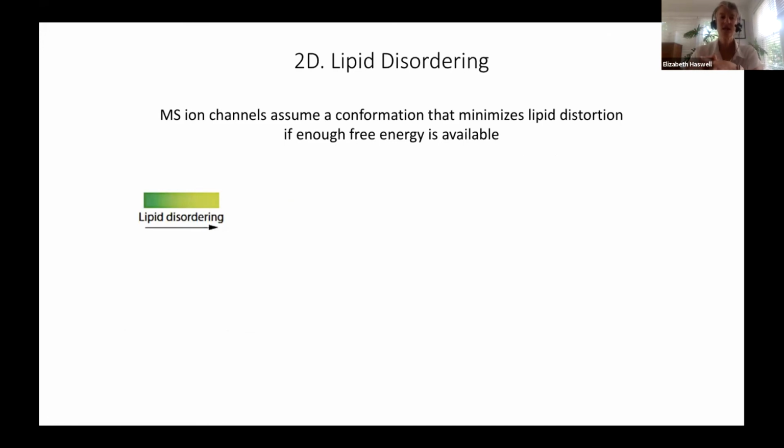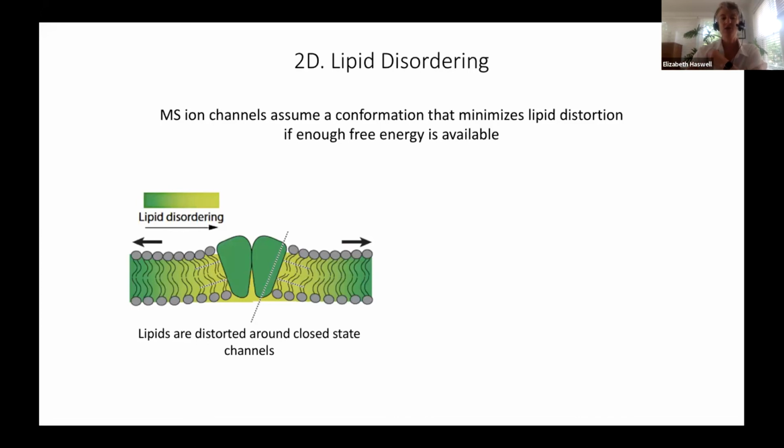And the idea is that a mechanosensitive ion channel takes a conformation that minimizes lipid distortion as long as there's enough free energy available. So the concept here, and I'm going to show you a couple of examples where we know this to be true, is that lipids are distorted around ion channels that are in their closed state. In fact, they tend to cause either a dimple, or here it's drawn as sort of, I guess you could think of this as a pimple.